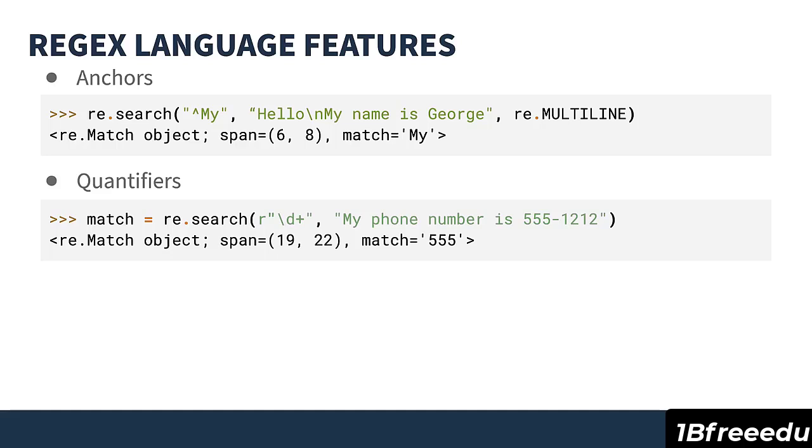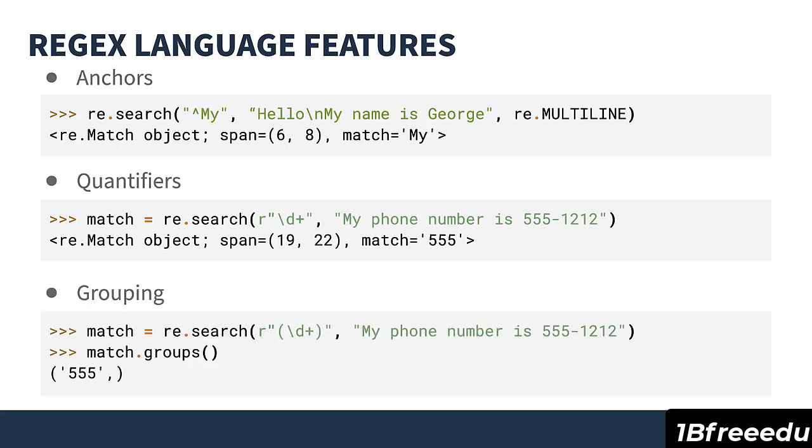Quantifiers give you the ability to repeat things. \d means a digit, and plus means one or more matches. Search returns the first match for this, which is the 555 portion of the phone number. It's a little suspicious. Using parentheses, you can group values together. Things that have been grouped can also be pulled out using the groups function.